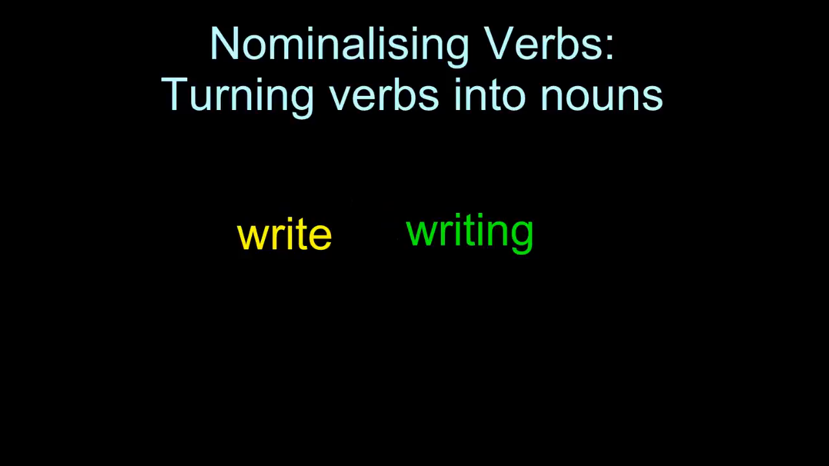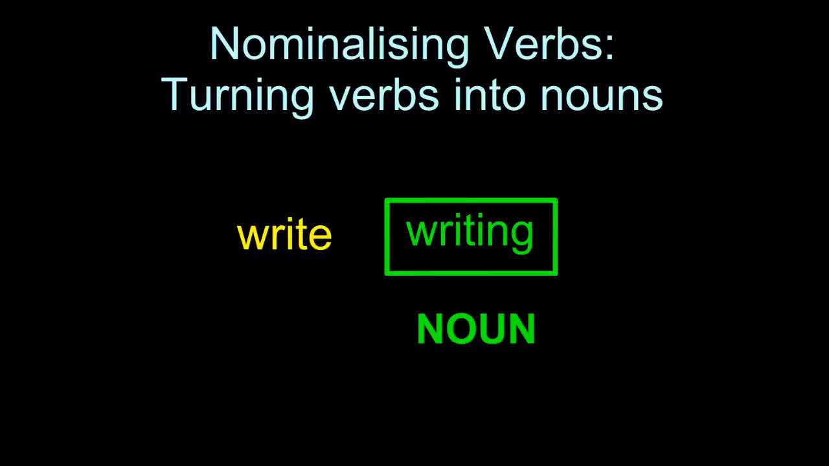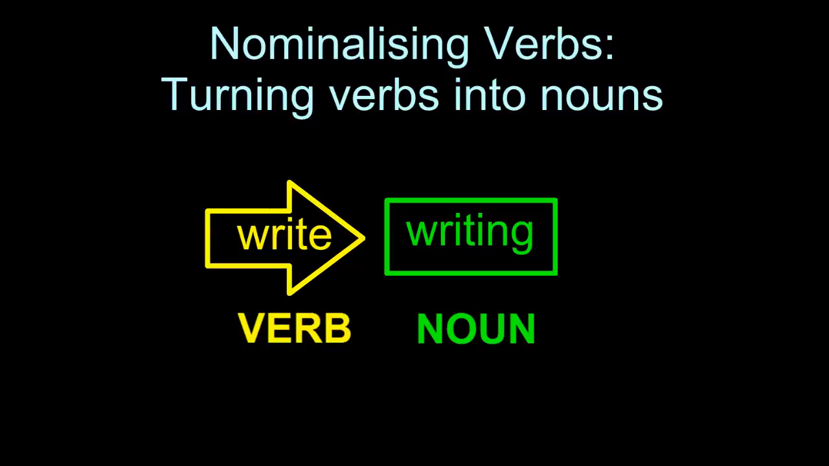But have a look at writing and consider this example. I like writing. Writing is a bore. Writing in Japanese is difficult. Now, in each of those sentences, writing has been used as a thing, as a concept. It's been used as a noun. That's what a noun is. It's a thing. And in English, to turn write, the verb, into writing, the noun, you simply add ing on the end.